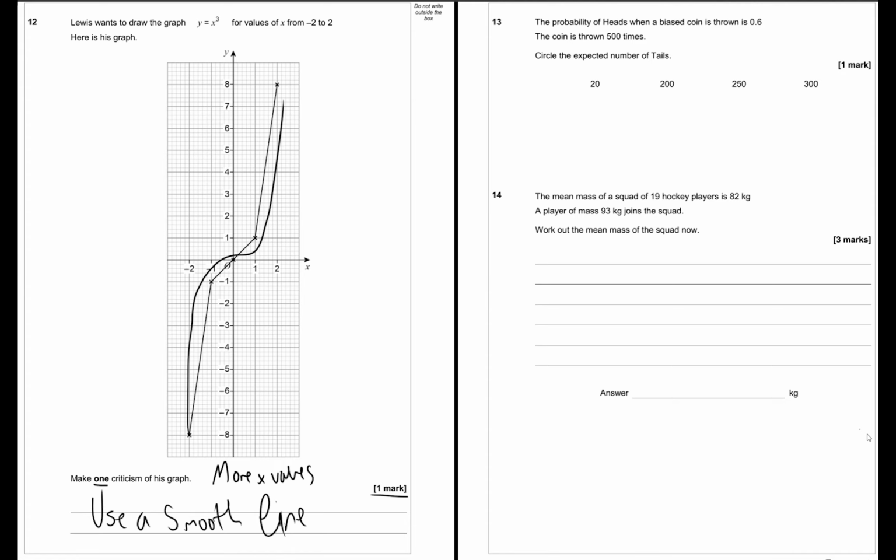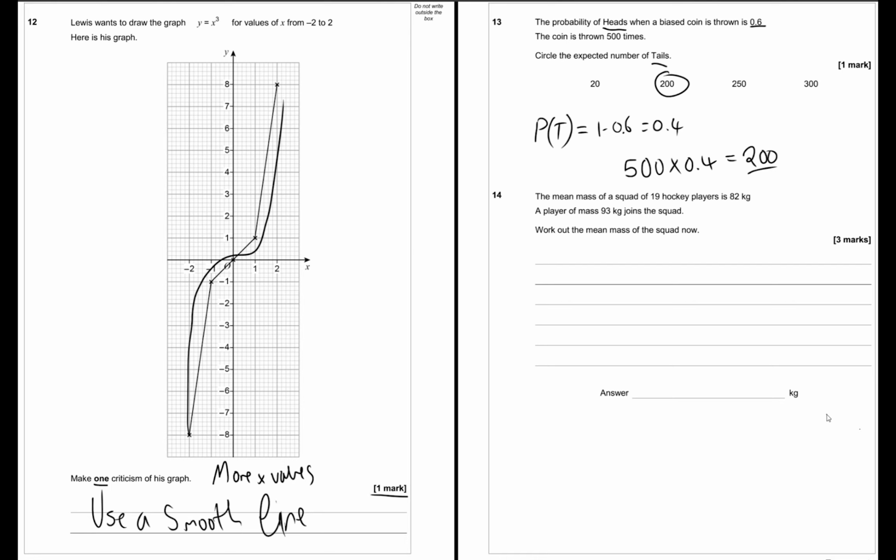Question 13. The probability of heads when a biased coin is thrown is 0.6. The coin is thrown 500 times. Circle the expected number of tails. Okay, so this is a bit of a trick question. The probability of getting a tails is not 0.6, it's going to be 1 minus 0.6, so that's 0.4. So if the coin is thrown 500 times, how many times are we going to get a tails? We're going to do 500 times 0.4, that should give you 200.